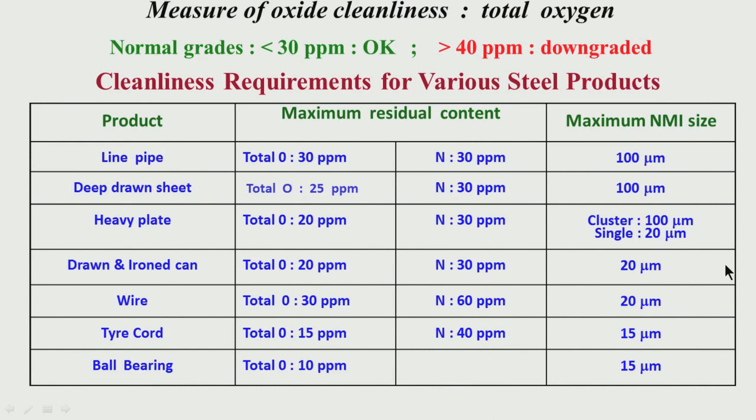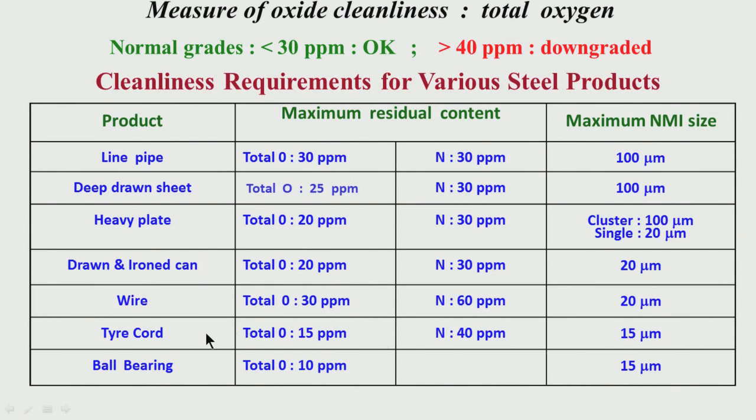Why finer size? Because as you go to very thin dimensions in the product, whether it is thin sheet or thin wire, even a slightly larger inclusion will show up on the surface during processing, during rolling. So, we have to be very careful of the size of inclusions in these grades of steels. So, drawn and ironed can, total oxygen less than 20 ppm, nitrogen 30 ppm max, inclusion size 20 micron max. Then another important steel product, total oxygen 30 ppm, nitrogen somewhat higher is allowed, 60 ppm, inclusion size is 20 micron.